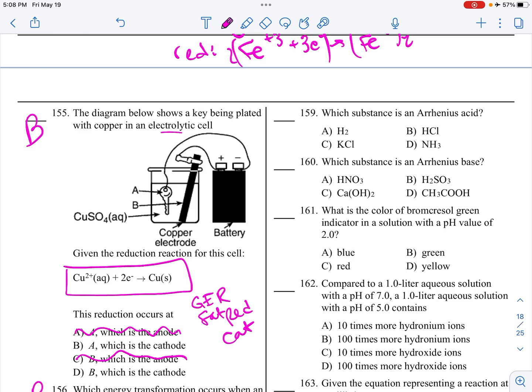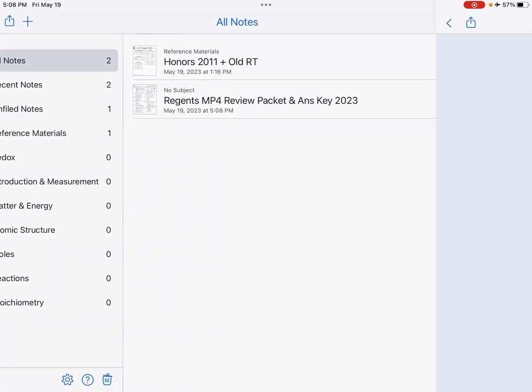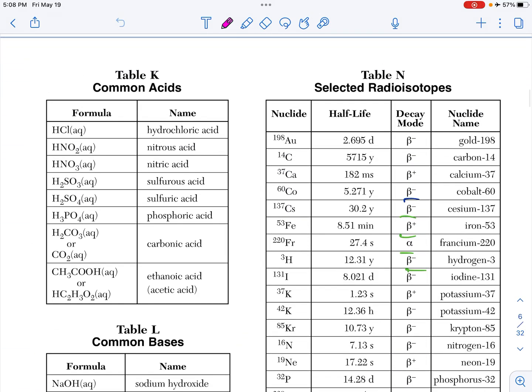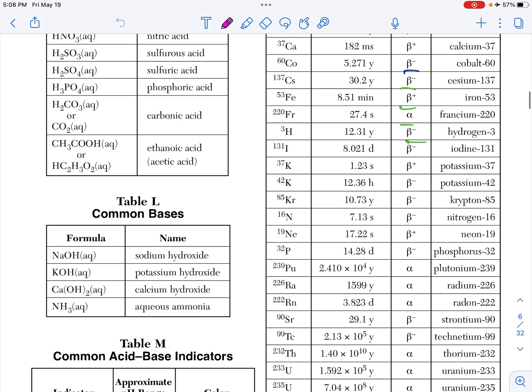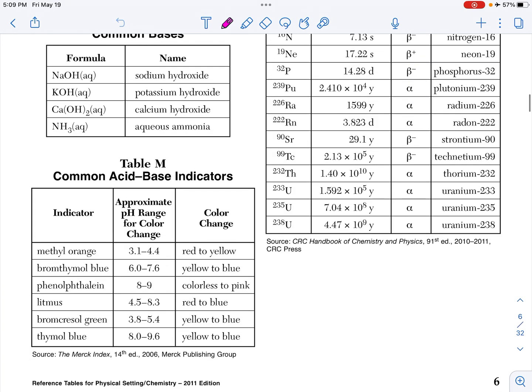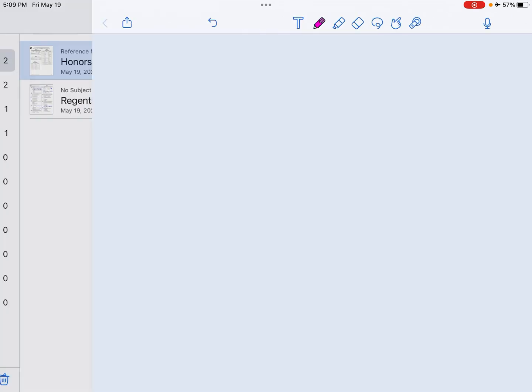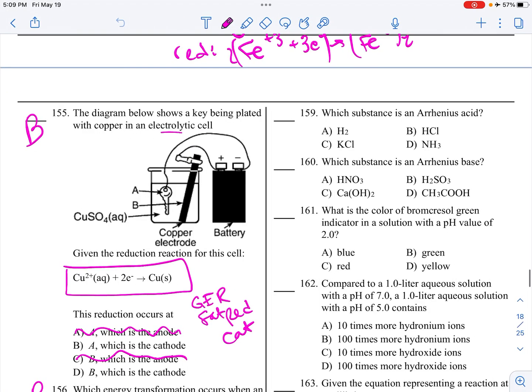159, what is an Arrhenius acid? So to go to the reference tables, acids and bases. Acids are table K, bases are table L, and table M is the indicator. So when they're asking for an Arrhenius acid, it is any substance that produces H+ in solution. So generally they're saying, hey, look here. So any of these on table K with an H+.